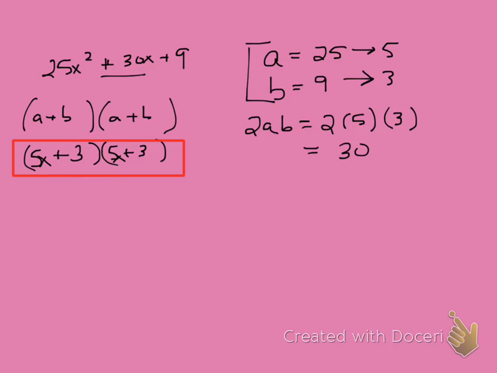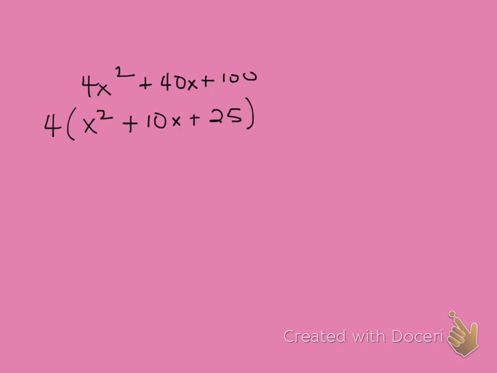Okay, let's look at one more. You have 4x squared plus 40x plus 100. What do you do first? Yeah, GCF is always first. So what can you pull out here? 4. So that leaves you with what? X squared plus 10x plus 25.